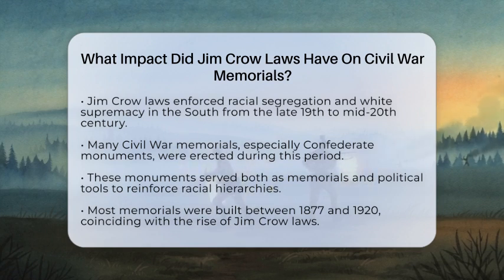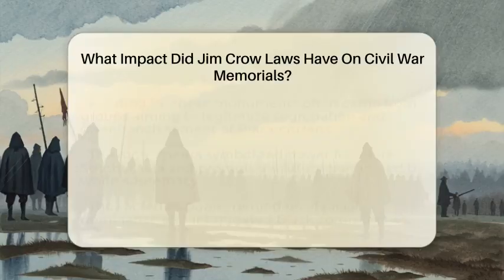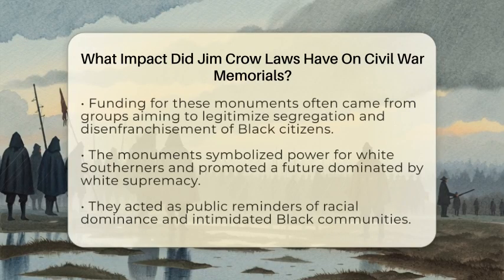Most of these monuments were built between the years 1877 and 1920. Their creation coincided with the rise of Jim Crow laws, which aimed to reinforce racial hierarchies. Many of these memorials were funded by groups that wanted to legitimize segregation and disenfranchisement of black citizens. They were symbols of power for white Southerners and were intended to promote a future dominated by white supremacy.